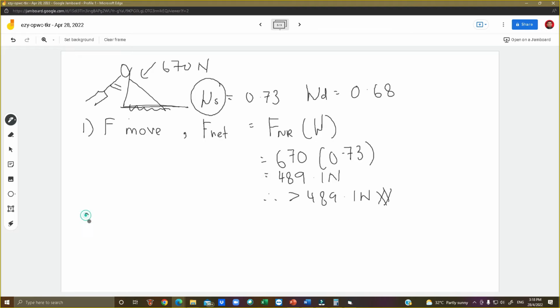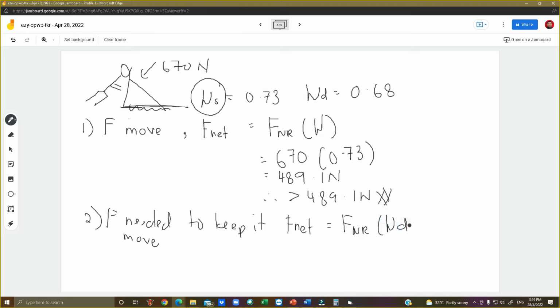Okay, soalan nombor 2, how much force is needed to keep it moving? Keep it moving. Sekarang dia dah mula bergerak. Sekarang berapa banyak force kita perlukan untuk teruskan pergerakan itu. And this is the time where we consult the dynamic coefficient of friction. Sama jugalah, kita cari net force dia dulu, equals to normal reaction force times dynamic coefficient. 670 kali 0.68. Okay, berapa dapat?